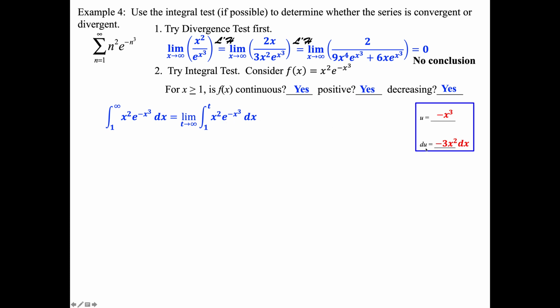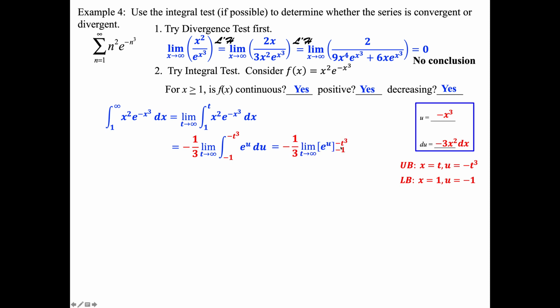Also, while we're here, let's change our boundary so we don't have to back substitute this in. So your upper bound is t. I plug that in over here for x. That's negative t cubed. That's going to be our upper bound for u. Take the 1, plug that in over here for x. That's going to be negative 1. So rewriting this will be negative 1/3. There's the negative 3 we had to divide over. The limit as t goes to infinity for our integral now from negative 1 to negative t cubed of e to the u, which is great to integrate because that's just the same thing, e to the u.